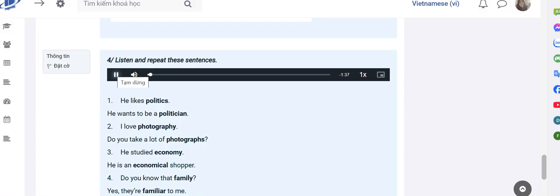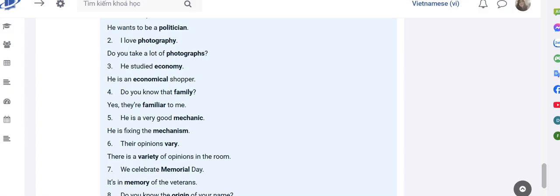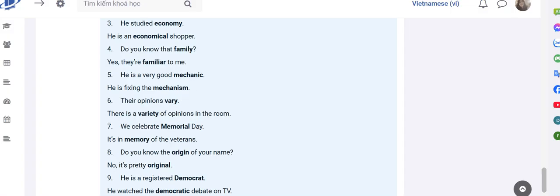Listen and repeat these sentences. He likes politics. He wants to be a politician. I love photography. Do you take a lot of photographs? He studied economy. He's an economical shopper. Do you know that family? Yes, they're familiar to me.